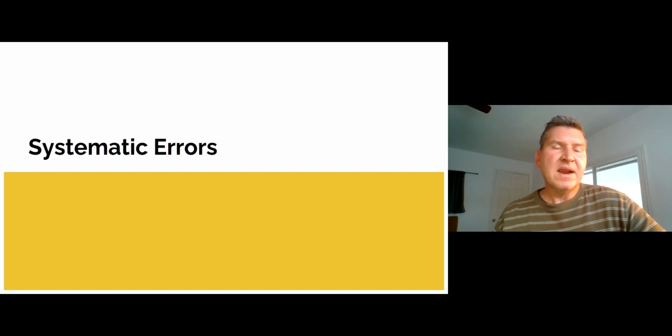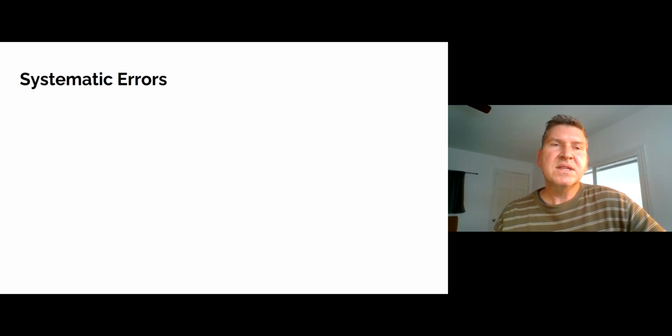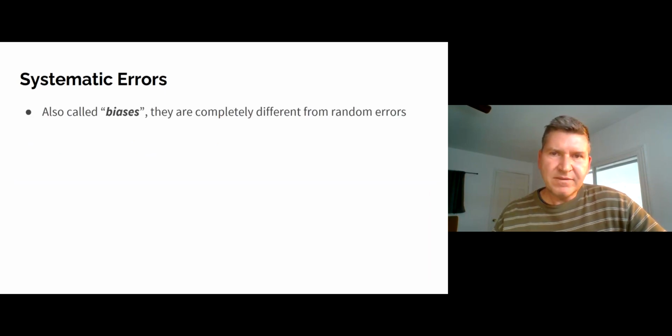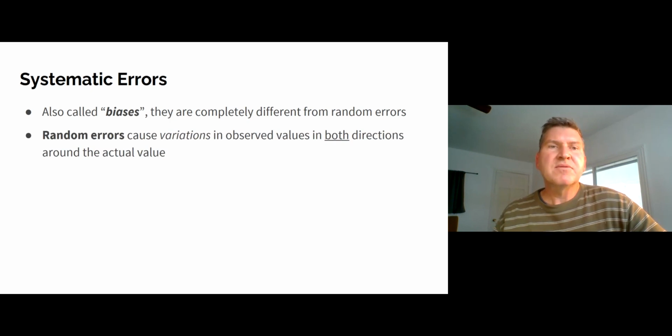There's another kind of error besides random errors, and these are systematic errors. Systematic errors are what we call biases. They're different from random errors because random errors cause variations in both directions around the value. You can see with the typing example, sometimes I was high, sometimes I was low.